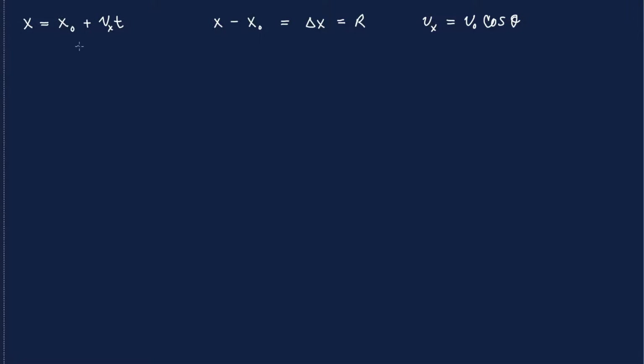So now I can take this equation right here and rewrite it as the range of the projectile by subtracting x naught over to the other side of the equation. The range of the projectile is equal to v0 cosine theta multiplied by t. I think I probably need some parentheses here. I don't want to make it seem like my t is inside of my cosine theta.